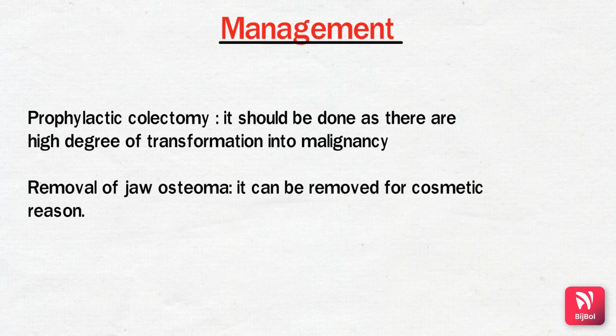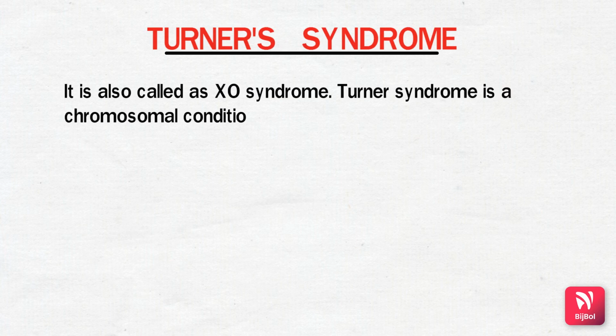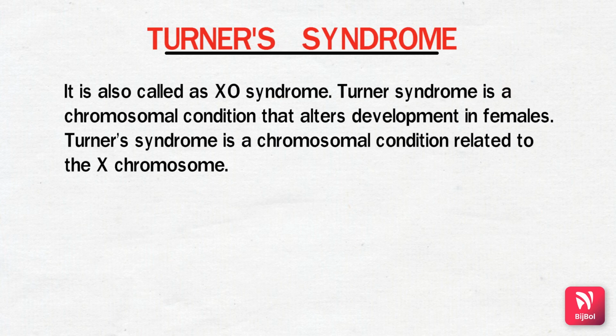The next and the last we are dealing with is Turner syndrome. It's also called XO syndrome. It's a chromosomal condition that alters development in females. Turner syndrome is a chromosomal condition related only to the X chromosome in an individual. Let us look into the presenting clinical features.